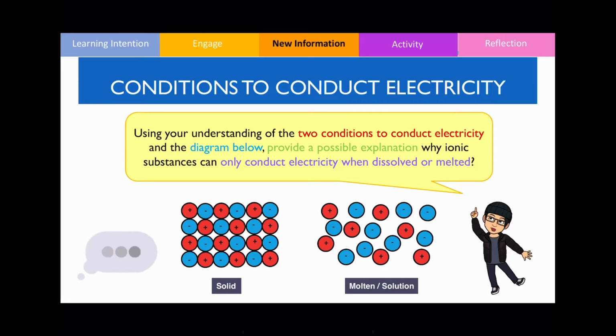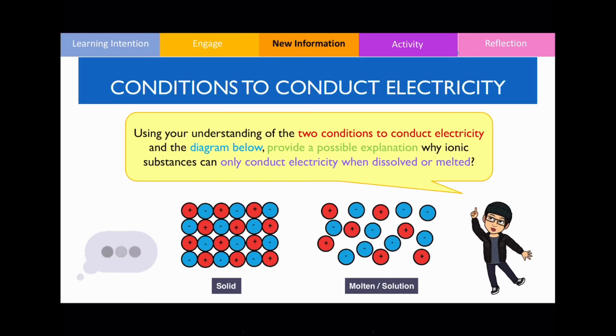We're now going to be looking at the ability of ionic compounds to conduct electricity. Now, ionic compounds can only conduct electricity in specific states: either in the molten state or when it's in solution, which means when it's dissolved in water. It is unable to conduct electricity when it's in the solid state.